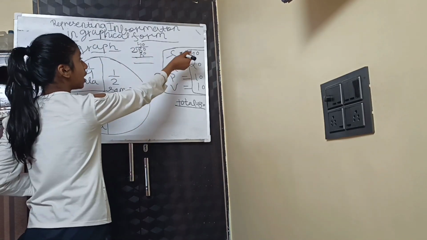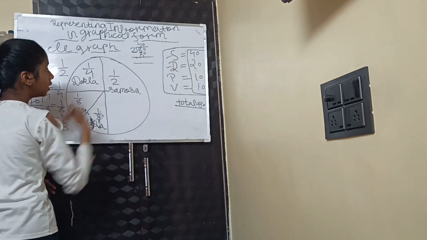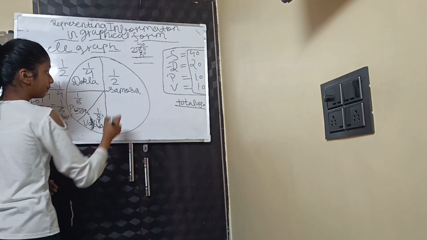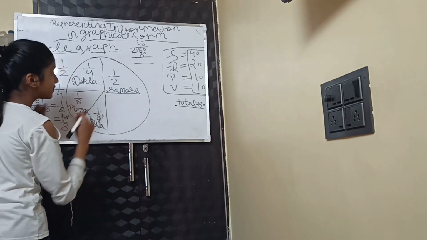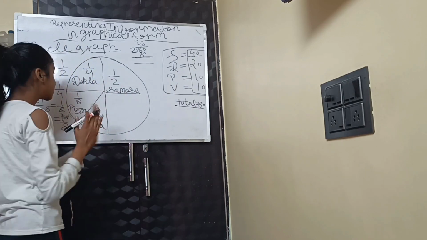If the total is 80, this whole circle will be 80. Now if you want to take out 40, we'll divide the circle, 40 here, 40 here. This part becomes samosa. Why? Because this whole part is 40 and here 40 students stay. So 40 is completed. Samosa is done.